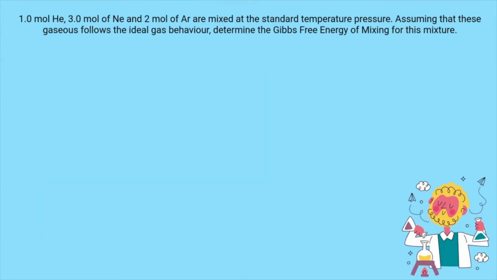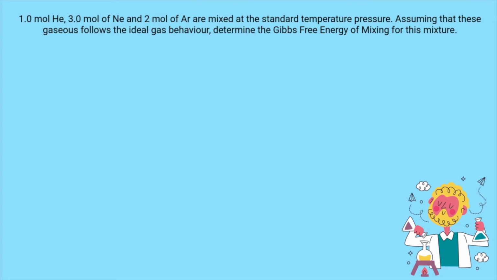Let's move on to the second question. 1 mole of helium, 3 mole of neon, and 2 mole of argon are mixed at standard temperature and pressure. Assuming that these gases follow ideal gas behavior, determine the Gibbs free energy of mixing for this mixture.